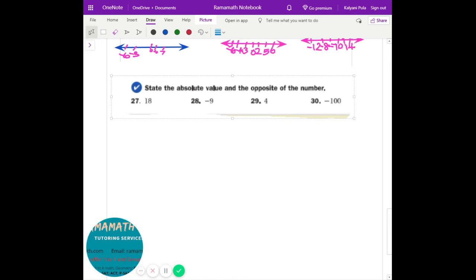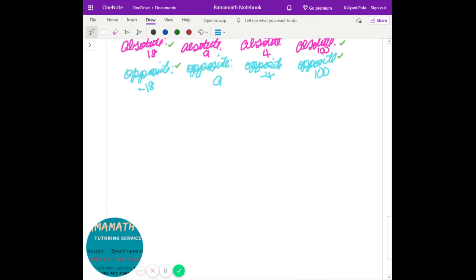Very good. I like that you put those different colors out there. Pretty good, pretty neat. Next one, adding integers.